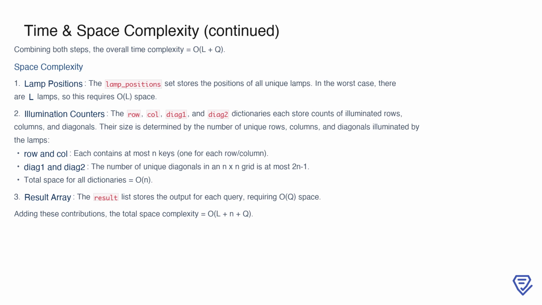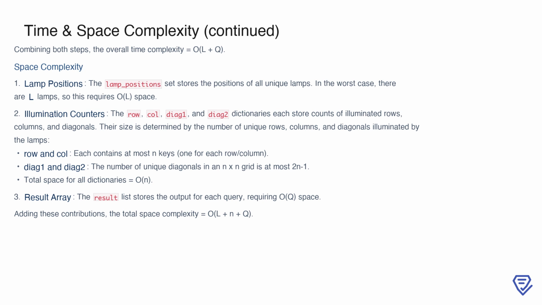When we combine the time complexities of initialization and query processing, we see that the overall time complexity is O(L + Q). Now, moving on to space complexity, we start by examining the lamp_position set, which stores all unique lamp positions. In the worst case, this requires O(L) space, where L is the total number of lamps.